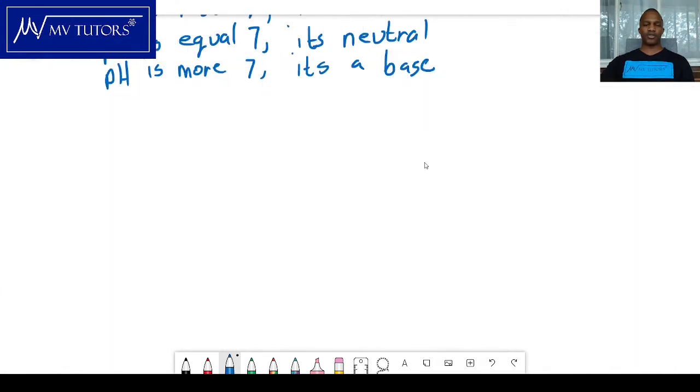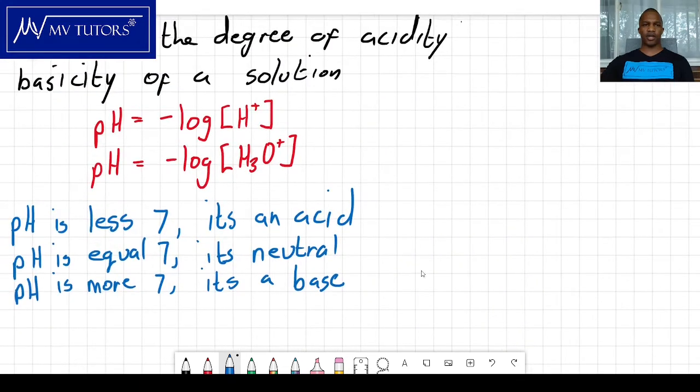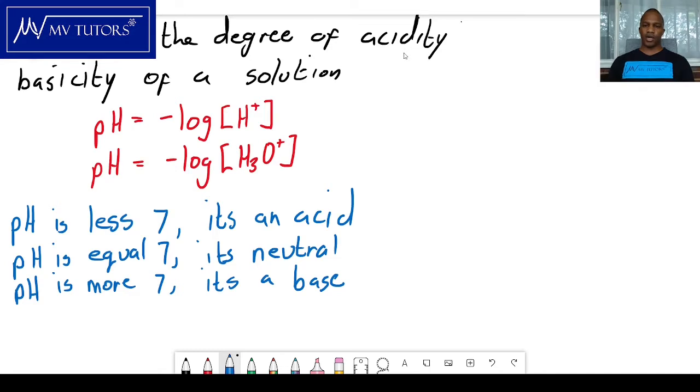Okay, should I name them now or define a pOH? Let's start with a pOH. If a pH is the negative log of that, then there's something we call the pOH, because remember, this has to do with the acid. Now this has to do with the base.